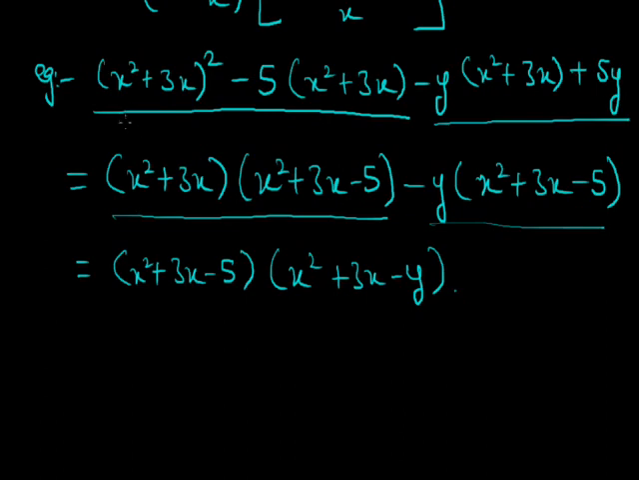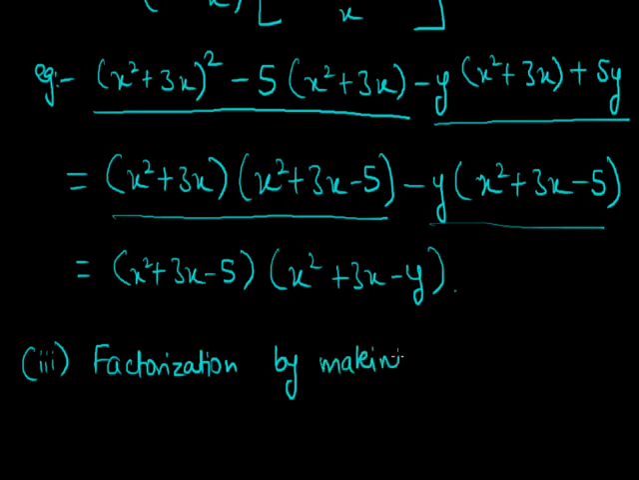Initially there were four terms, so we combined the terms and made them two terms in the second step, and in the third step we combined these two terms and made a single term. So in this way we have done the factorization. This is the second method of doing the factorization. Now we will see one more method of doing the factorization, that is factorization by making a perfect square.